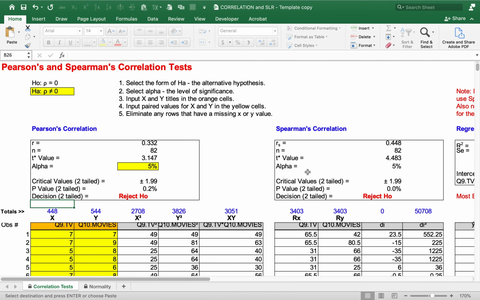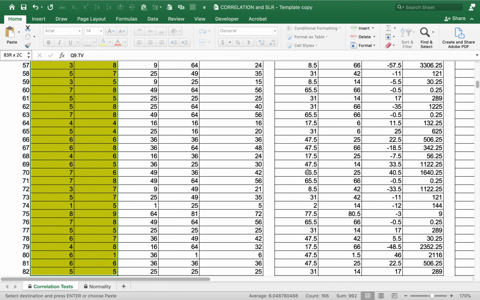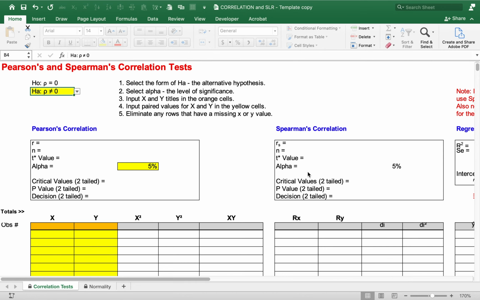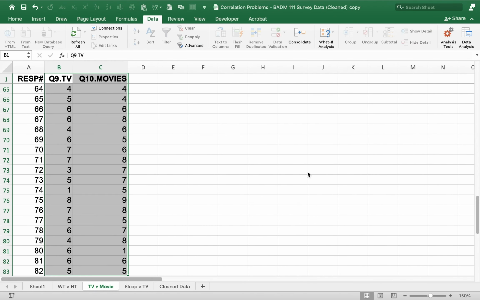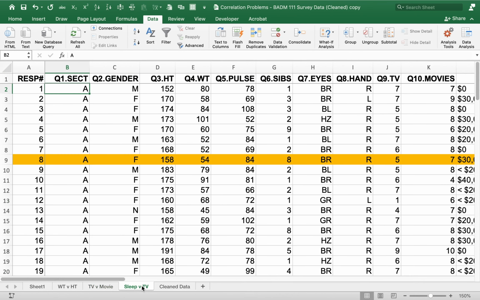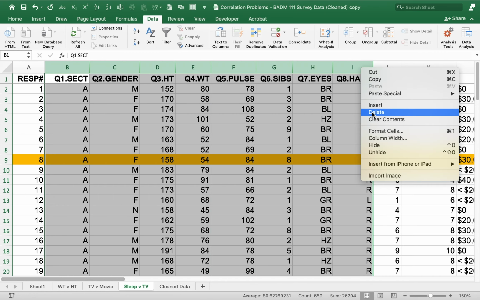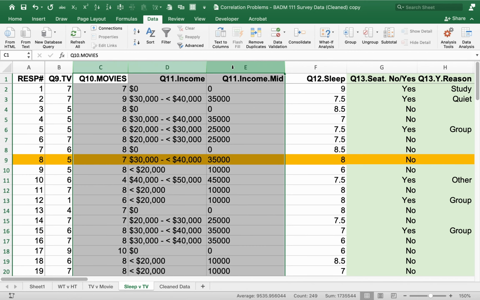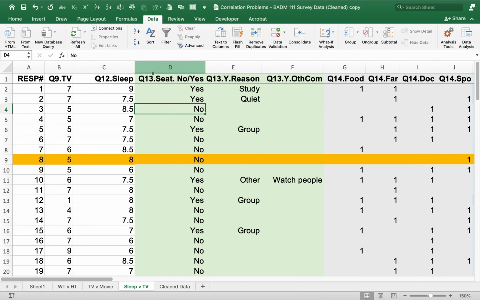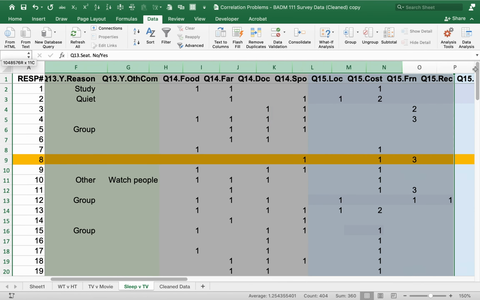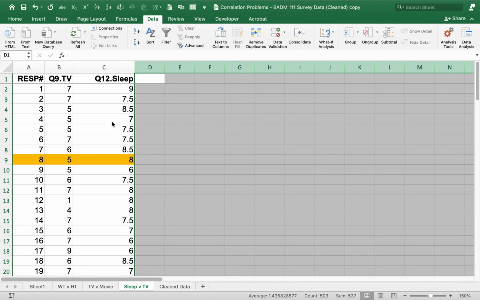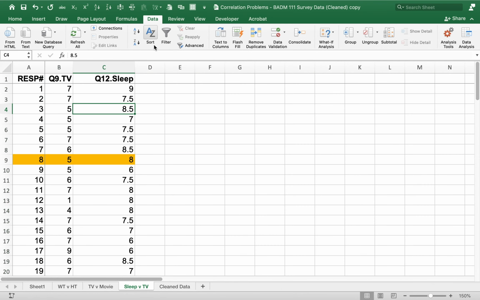Let's do one more quick one here. I'm going to get rid of the data here. And I've gone back here and changed this to not equals to. I'm going to do sleep versus TV. Now, TV ratings are ordinal in nature. They're ratings. And then sleep is the number of hours of sleep. So let's get rid of those, and that is interval in nature. So what I've got in this particular case then is an ordinal variable and an interval variable.